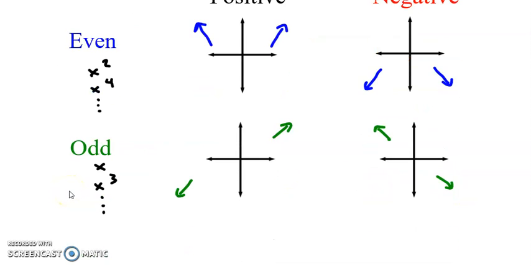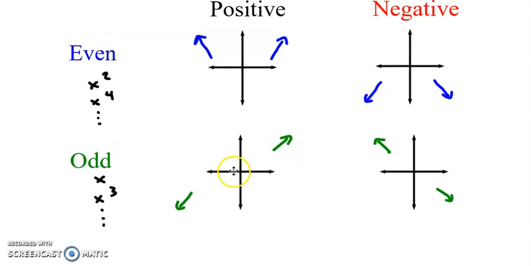For an odd degree polynomial, x to the first, x to the third, etc., then our end behavior is going to be opposite. So if our leading coefficient is positive, then it's going to be down, up. And if it's a negative leading coefficient, it's going to be up, down. So I always read left to right.